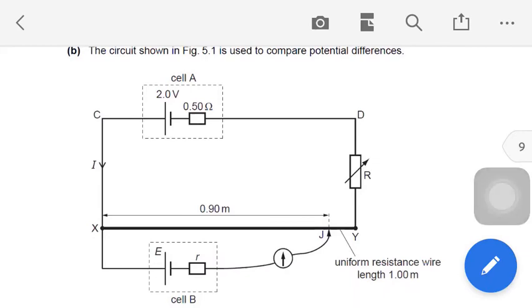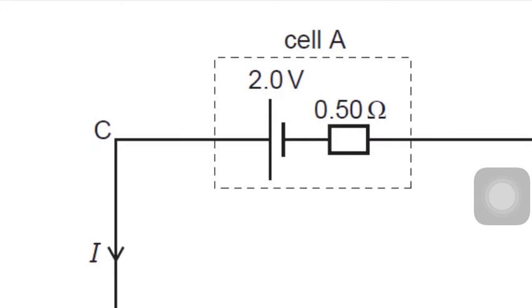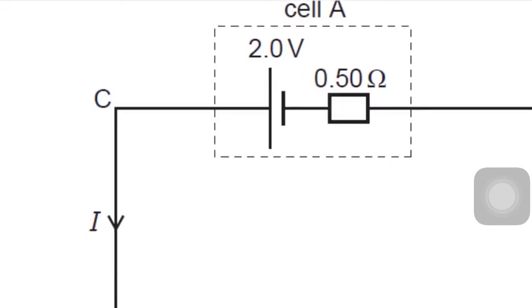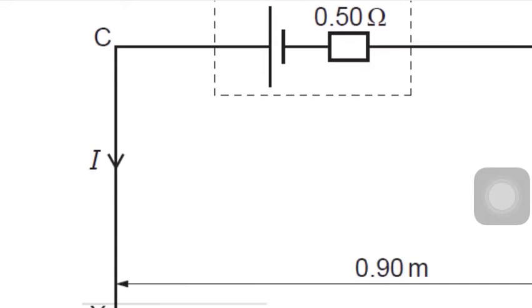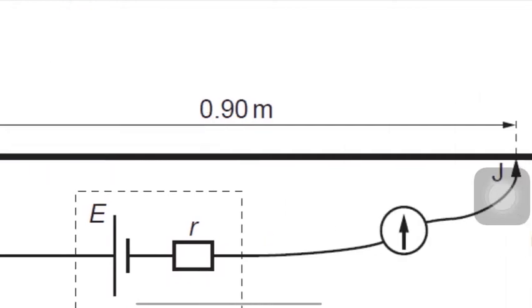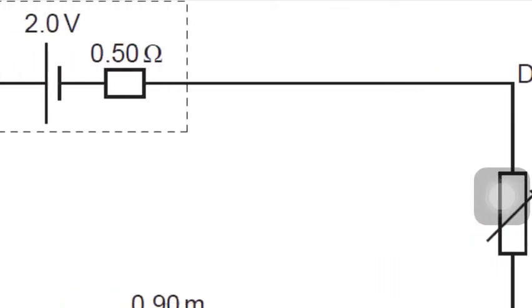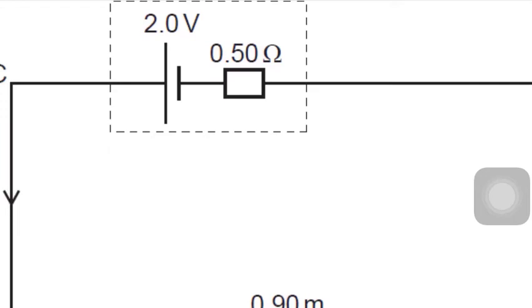Kirchhoff's second law is simple. The sum of EMFs in a closed circuit will be equal to the sum of potential differences. So you just take a very peaceful walk from C and you try to locate each EMF that you come on the way. So first we have the 2 volts, then I'm walking in CX. From X I'm going to take the wire. I'm not going down, so I'm going in this route. No EMF in this route. So the only EMF in that route is the 2 volts.